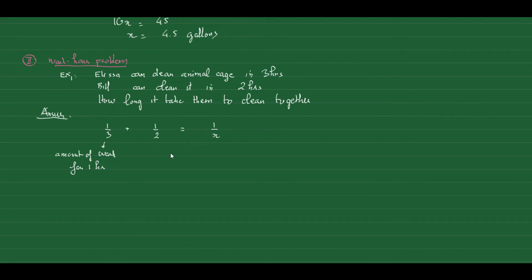For the LCD, you see that over here you multiply by 2, by 2, by 3, by 3, which gives you 5 over 6 equal 1 over x. And now we have a proportion. We can do cross multiplying. So 5x equals 6, x equals 6 over 5 hour. Okay, that's the final answer.